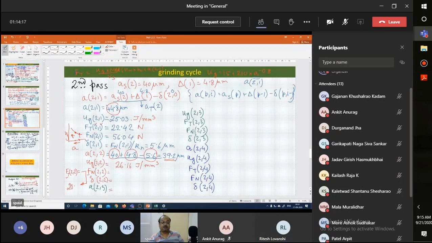Now there is one more interesting thing. How come my UG increased but force is decreasing? This is 20.5 and earlier my force was 22.5, 22.4. So force is decreasing. Who can explain this? Anyone, please give a wrong answer. Please try to participate in the class. Ashok, More, would you like to say why the force is decreasing? Specific grinding energy was increasing, but despite that, force is decreasing. What could be the reason?